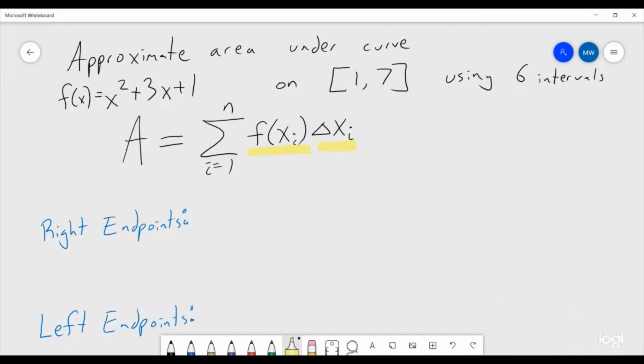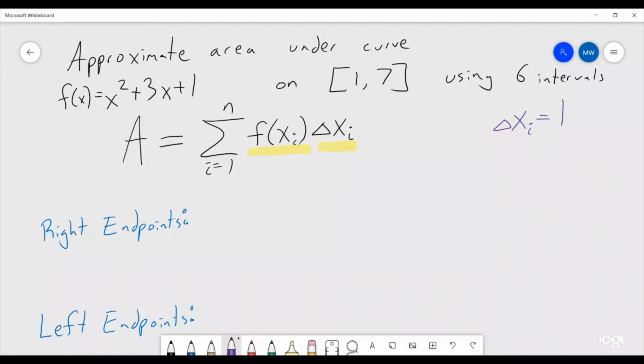So f of x_i is the height of your rectangle, and delta x_i is the base of your rectangle. Now, most of the time we're going to want our delta x_i's, the bases, to be equally spaced intervals, but they don't technically have to be. But if we have 6 intervals on the interval from 1 to 7, that means our delta x_i's are all going to be 1. All of those widths are going to be 1 because the overall interval is length 6. If we break it up into 6 subintervals, each subinterval has length 1.